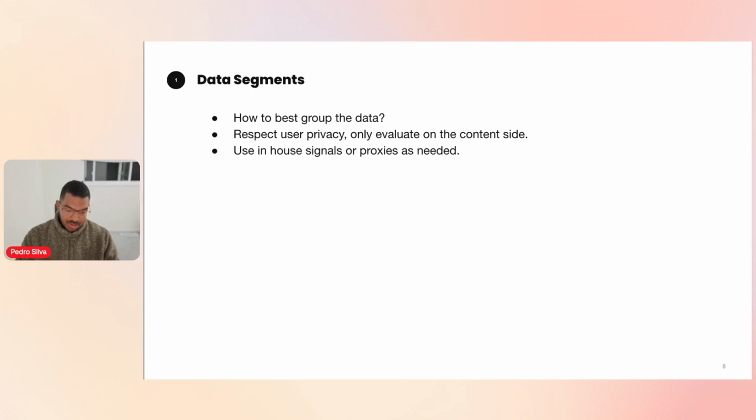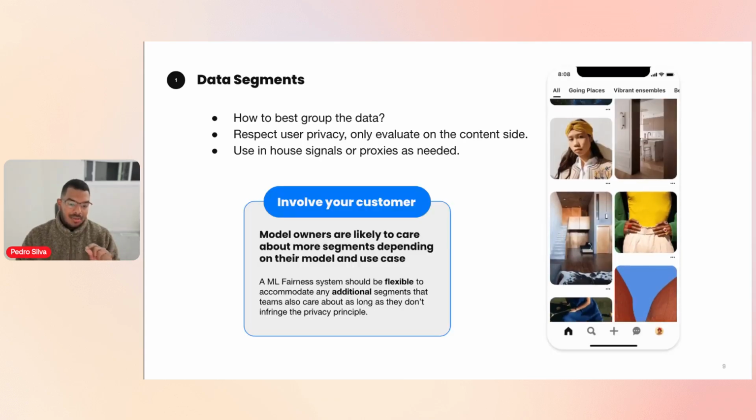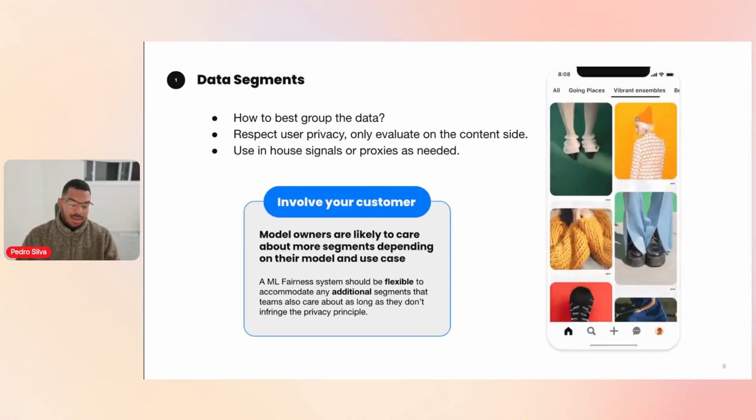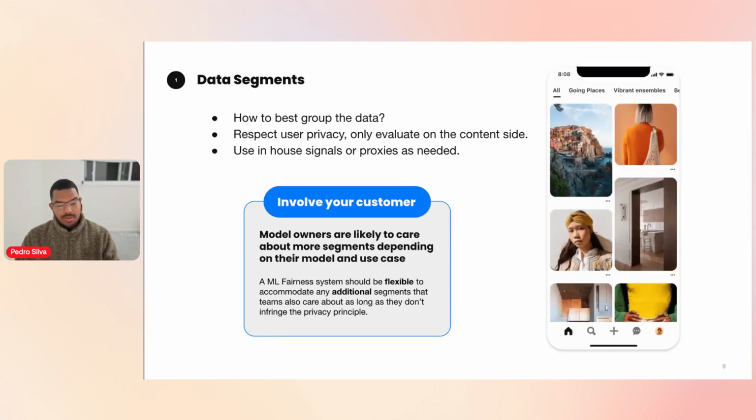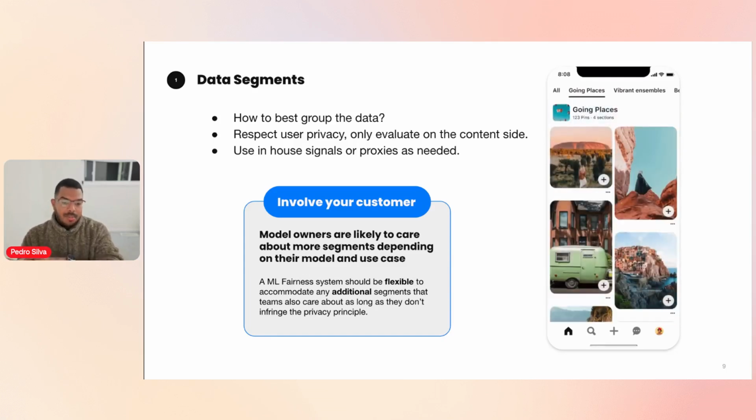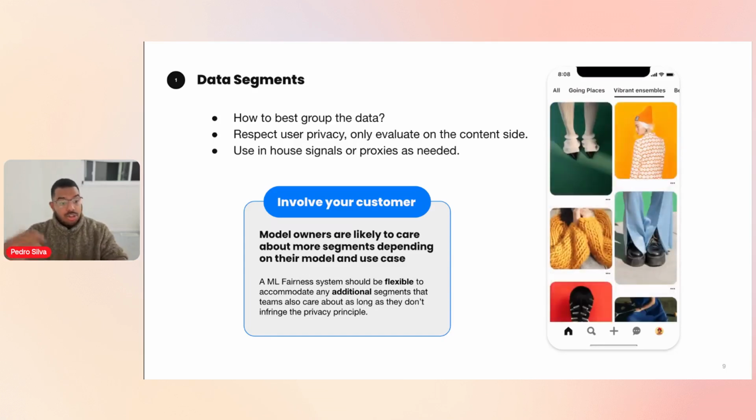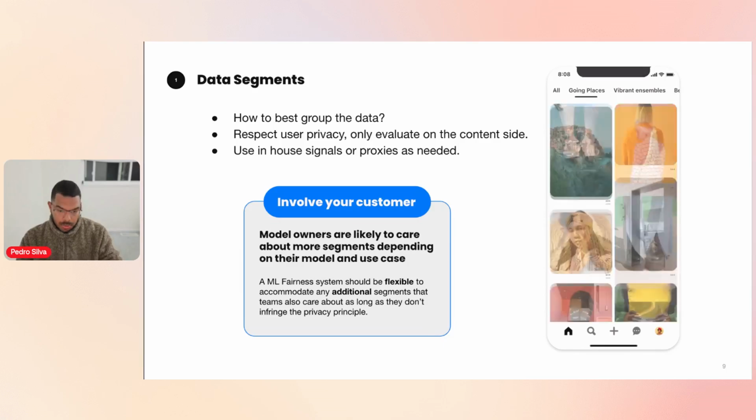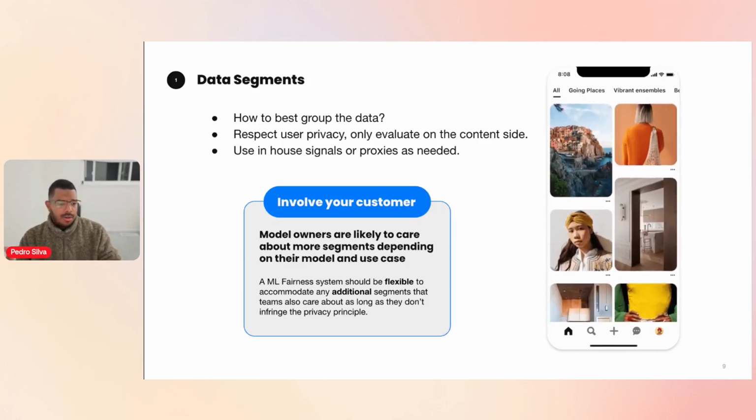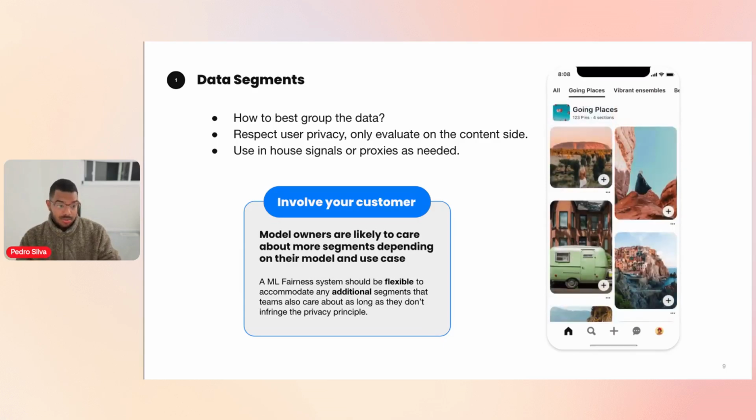Now, here's one thing I'm going to say, and you're going to hear me repeating this point across this entire talk: involve your customer, right? Of course, we really care about some of these segments, and we want to make sure we are evaluating fairness across them. But we really want to make the system in a way that the customers of them, the owners of these models across the company, can also gain additional value beyond what we're proposing. So we made the framework in a way such that different consumers can actually bring additional segments.